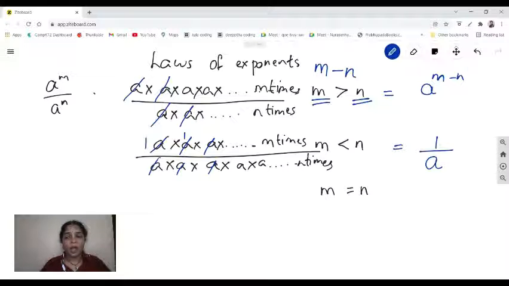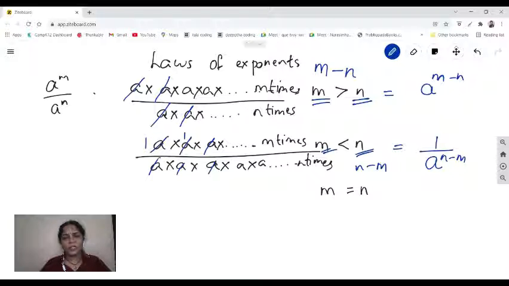Now to understand how many a's will be there in the bottom, understand that in the beginning, we had n number of a's, and out of the n number of a's, m number of a's was removed, was cancelled. So m was removed. When you say remove, it's a subtraction. So it is n minus m times, that many times a is going to be there. Many students, many teachers, they stop till here.